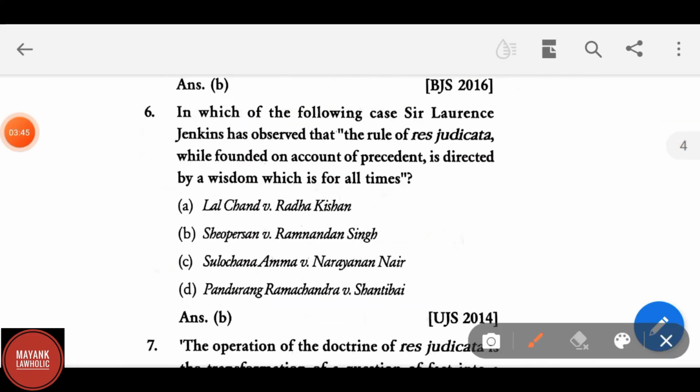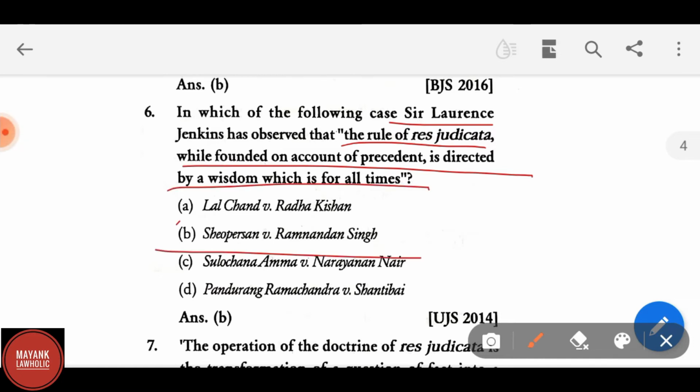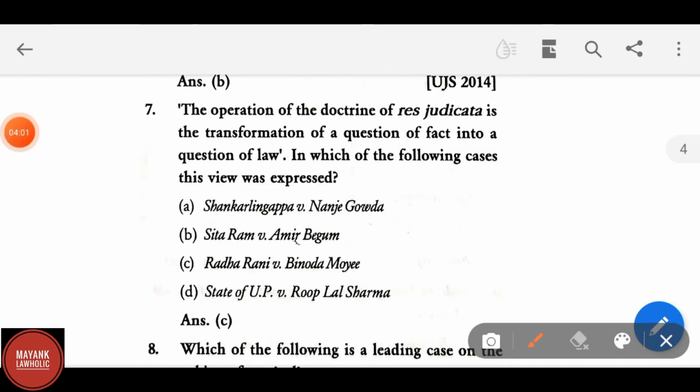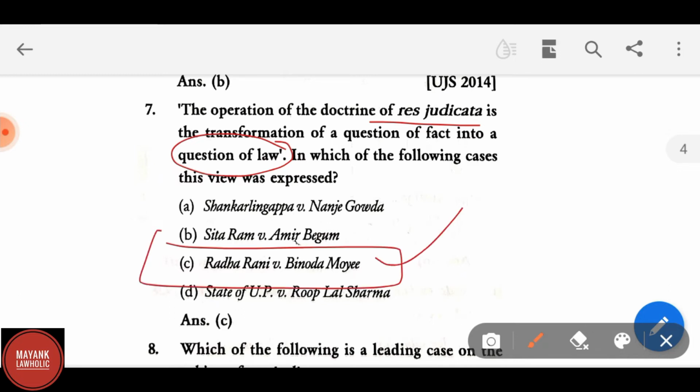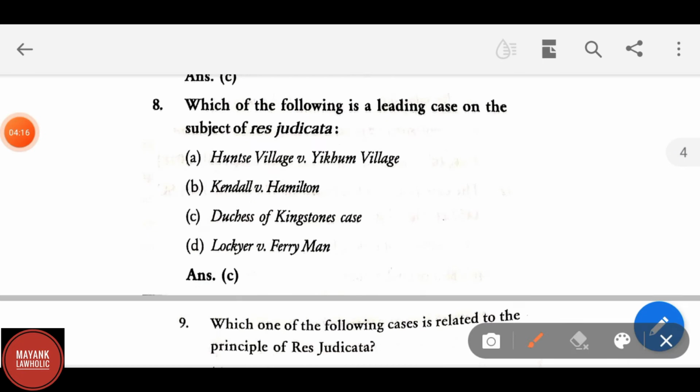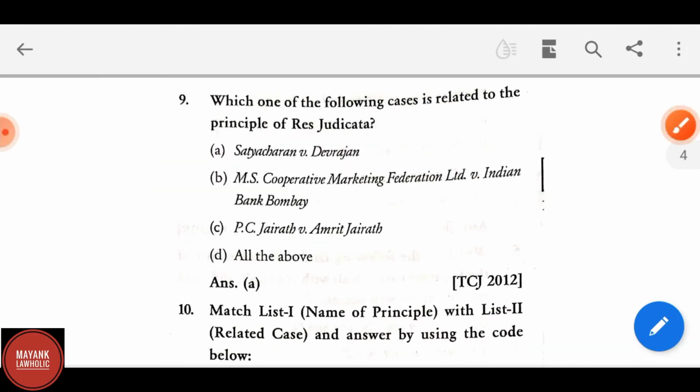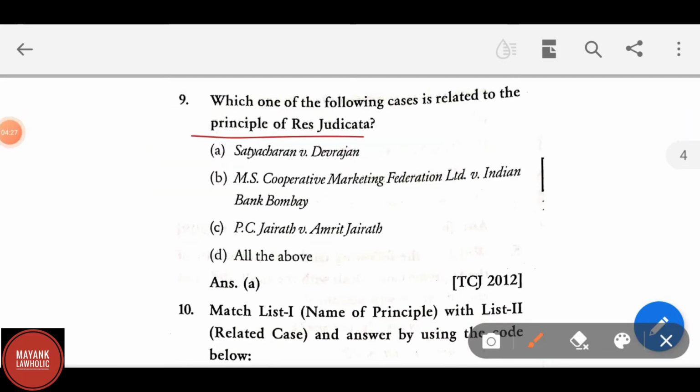In which of the following cases Sir Lawrence Jenkins has observed the rule of res judicata, while founded on account of precedent, is directed by a wisdom which is for all times? Correct answer is B. Sheoparsan Singh versus Ramnandan Prasad Singh. The operation of doctrine of res judicata is the transformation of a question of fact into a question of law. In which of the following cases was the view expressed? Correct answer is C. Radha Rani versus Vinoda Moi. Which of the following is a leading case on the subject of res judicata? Correct answer is C. Duchess of Kingston's case. Which of the following cases is related to the principle of res judicata? Correct answer is A. Satyacharan versus Devi Rajan.